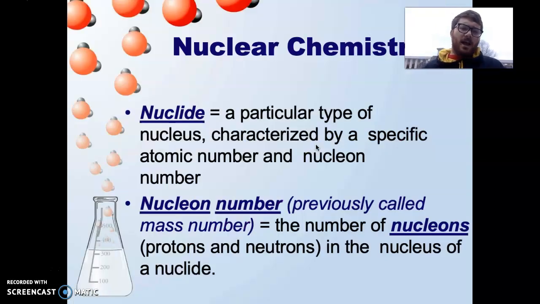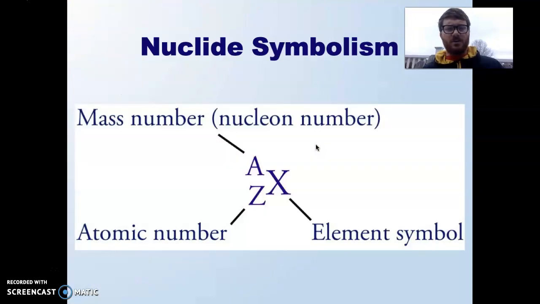A nuclide is a particular type of nucleus with a specific atomic number or number of protons and a specific nucleon number, also known as mass number. It's the number of protons and neutrons in the nucleus of the atom. So consider the fact that this is how we write the nuclide symbolism. Nucleon number up here, atomic number down here, the element here.